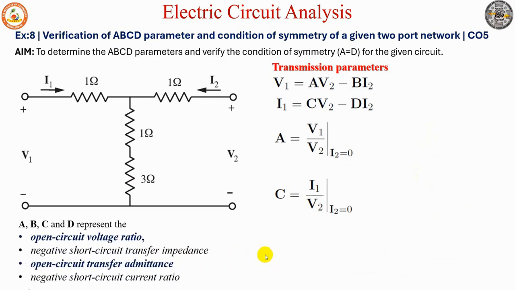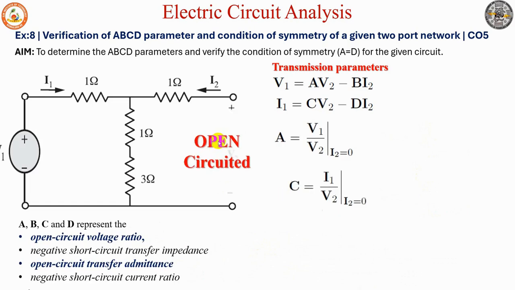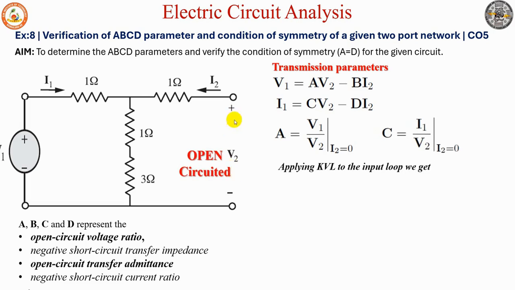So let's solve for A and C. How do we solve for A and C? Here I2 is assumed open, and V2 is as it is. We have some voltage V1 applied here. When we apply KVL to this loop, we get I1 plus 4 I1 equal to V1, that is 1 plus 3 gives 4 I1. Since I2 is 0, the current does not enter these two resistances, so there is only one current I1 flowing. We can simplify this as V1 equals 5 I1.